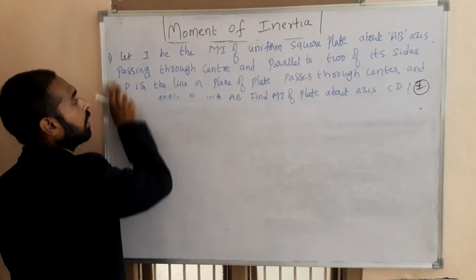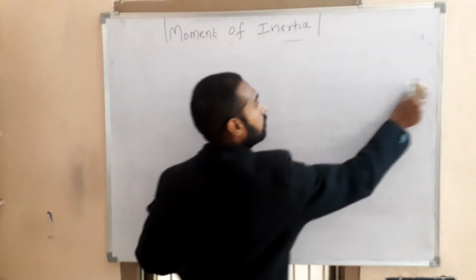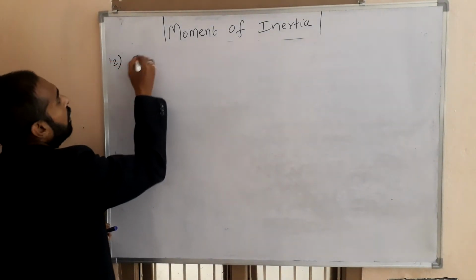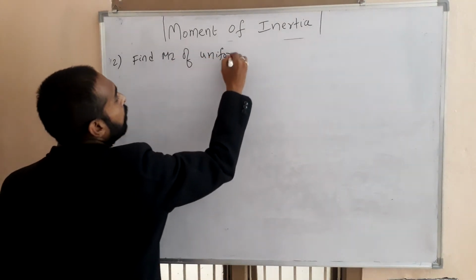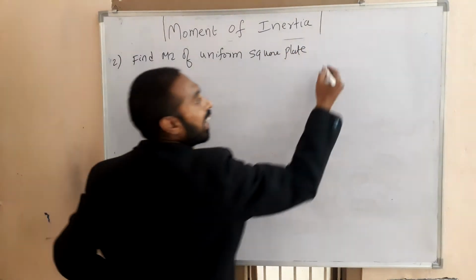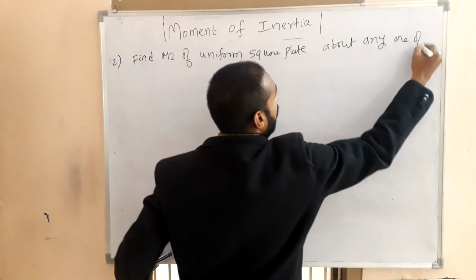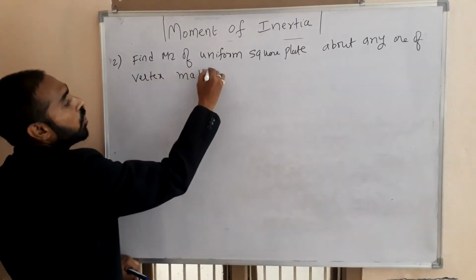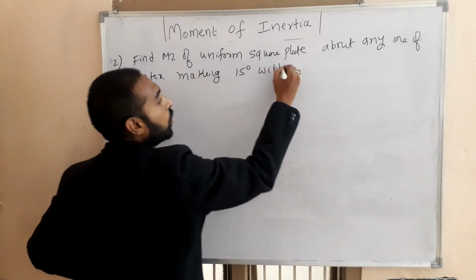We will do the next numerical, that is also related to the square plate only. Okay, so the second one is: find the moment of inertia of a uniform square plate of mass m and length L about any one of the vertex making 15 degrees angle with horizontal.